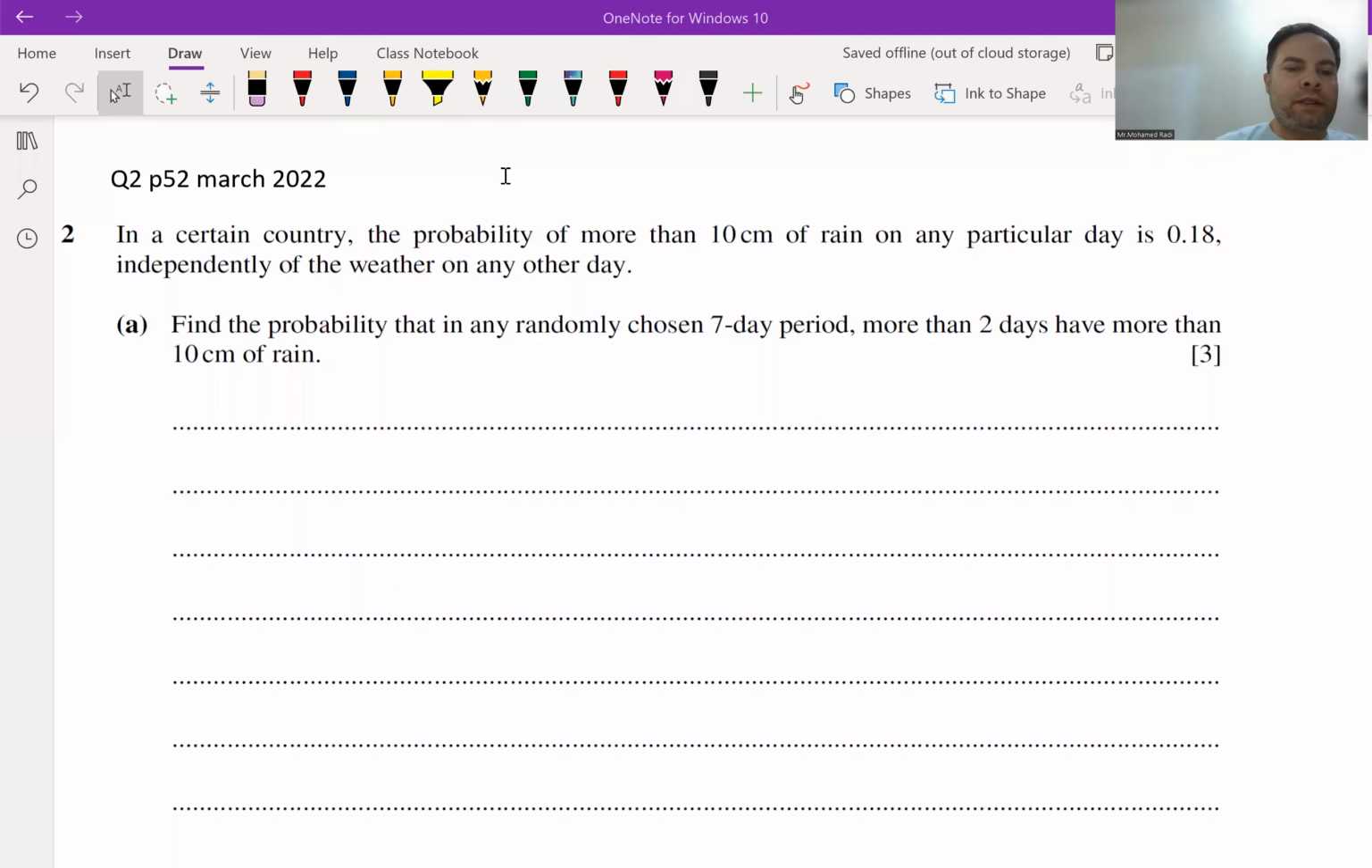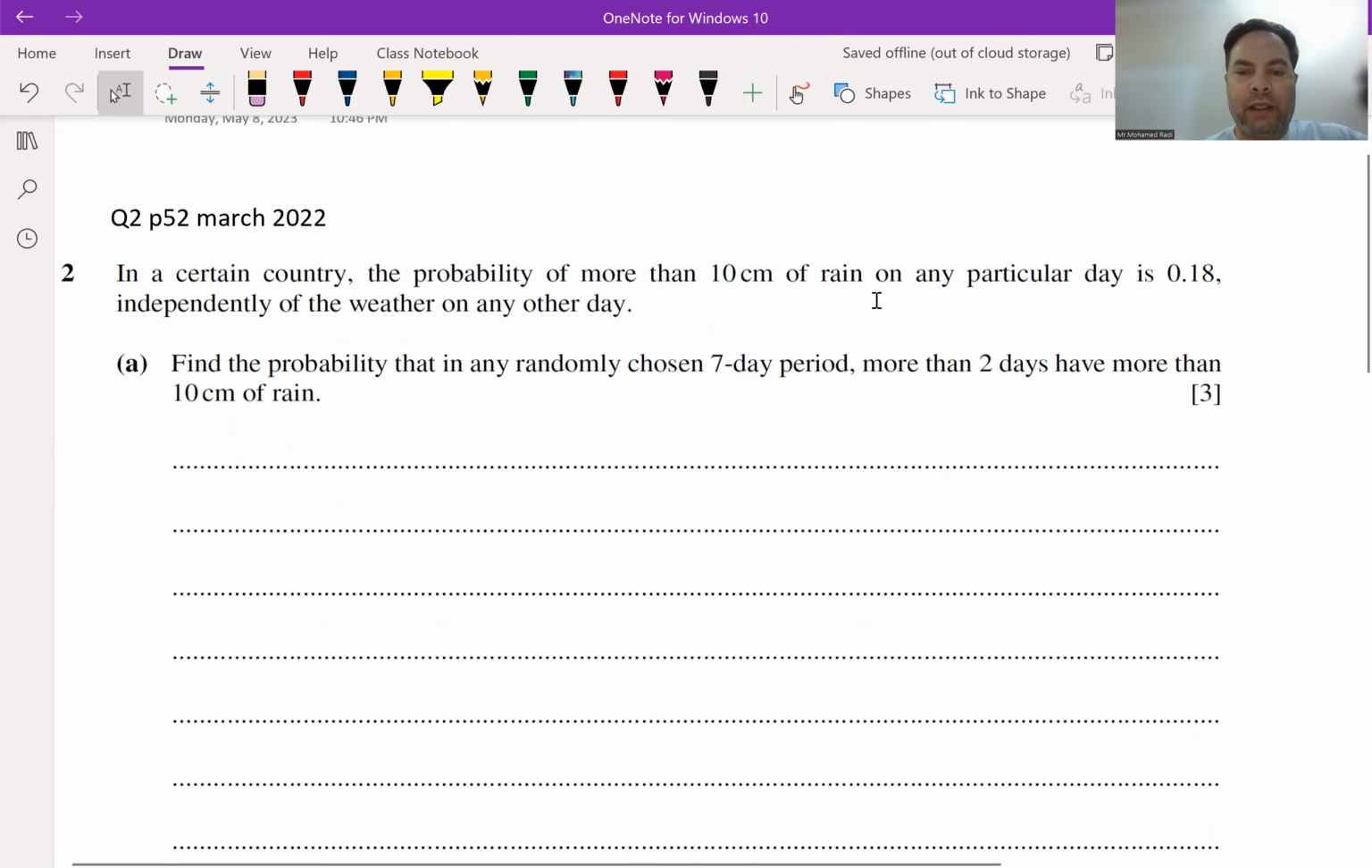In a certain country, the probability of more than 10 centimeters of rain on any particular day is 0.1. Let's say this is P. Independently of the weather on any day, the probability of more than 10 centimeters of rain on any day is 0.18. So the probability of not, which is Q, will be 1 minus 0.18.